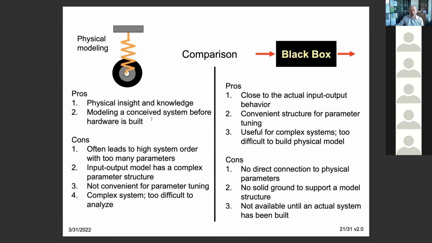But the constraint or the drawback is it often leads to a higher system order with too many parameters. So when we do derivations, some of the poles and zeros that we capture are included and make the system higher order, but it can be simplified actually, okay? But too many parameters make the system more complicated. Second drawback is the input and output of the model has a complex parameter structure due to the higher order system and is not convenient for tuning, because tuning needs knowledge of the model and the order of the system, and then it becomes complex. Okay, so difficult to analyze.